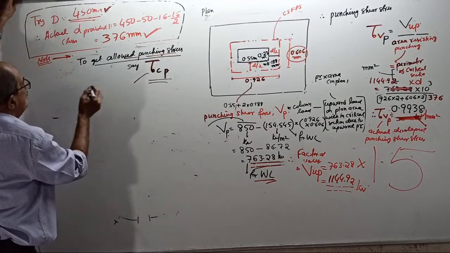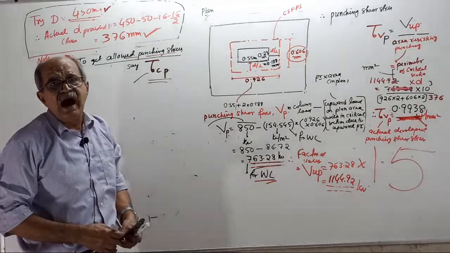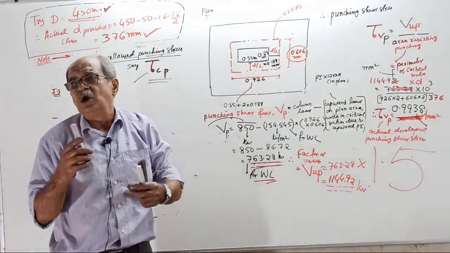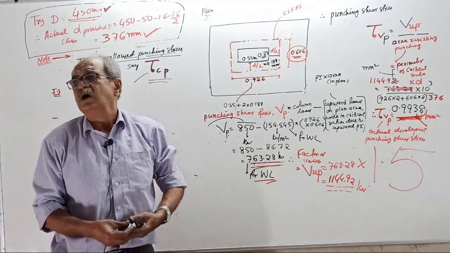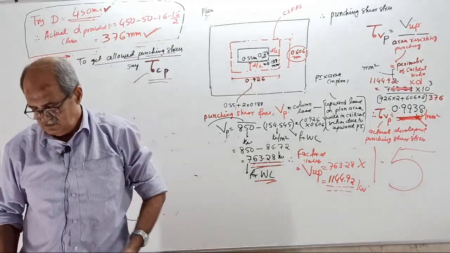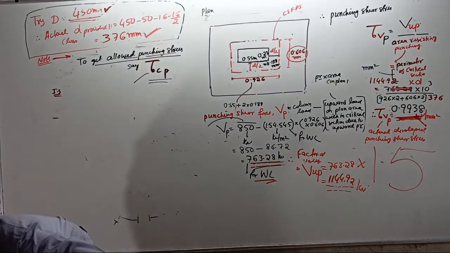Okay, now what to do? Refer IS code. Remember, even for RCC batch also, this is not told. Yes or no, those who are in RCC? Even for RCC batch, this is not told. I will tell now.